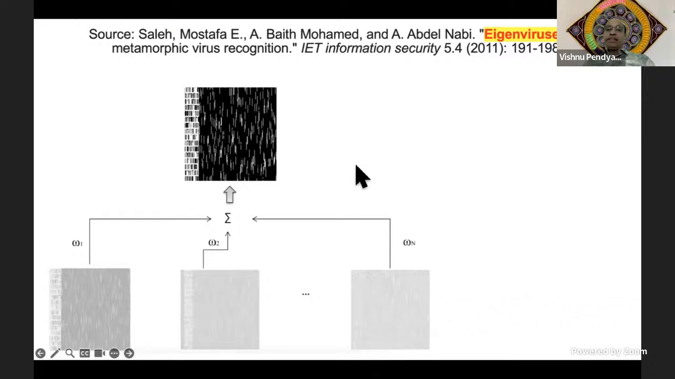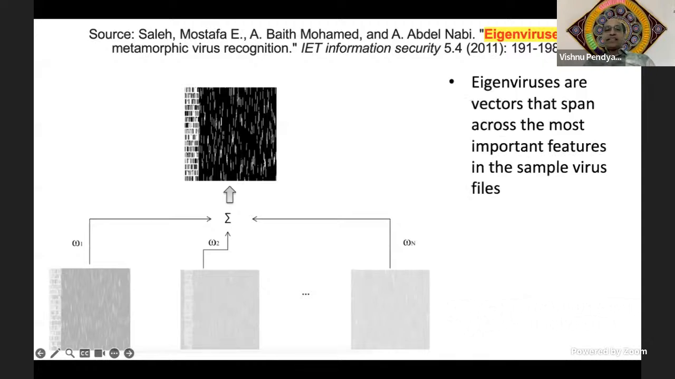But remember, one thing is they should be of the same size. So the executables should be of the same size. Just like for faces, they pad zeros so that all the vectors are of the same size. All the viruses are of the same size. So they do PCA on that, and then a very interesting classification: you can do classification of viruses.